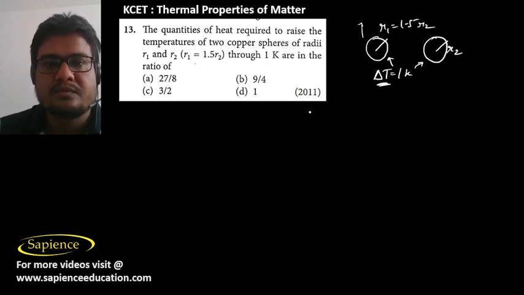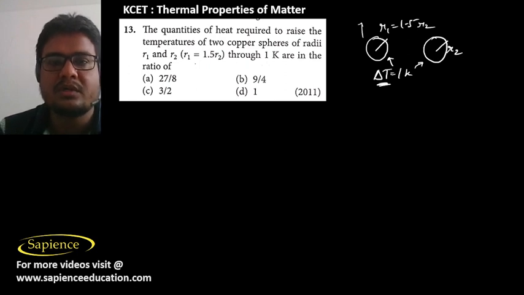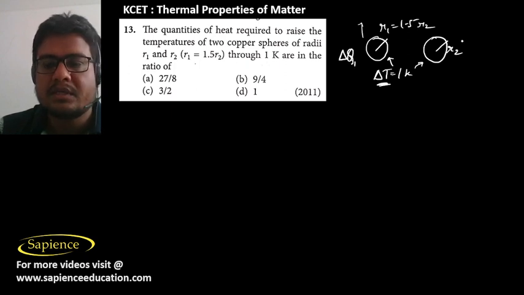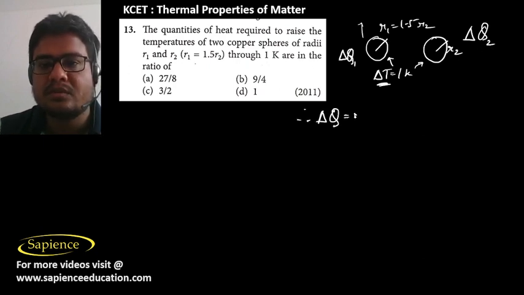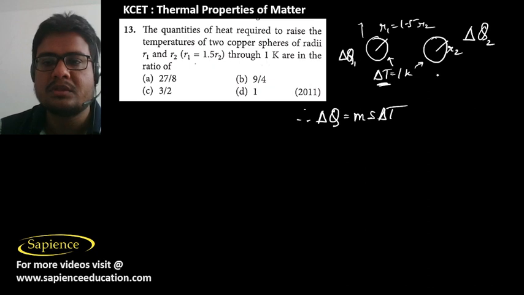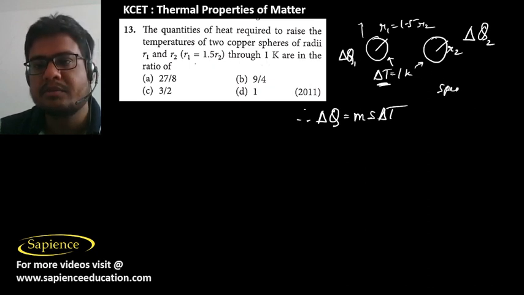Now the quantities of heat required are in some ratio. Suppose here the heat required is delta Q1, and here the heat required is delta Q2. We know that delta Q is equal to m s delta T. Both are made of copper, so the specific heat capacity will be the same.